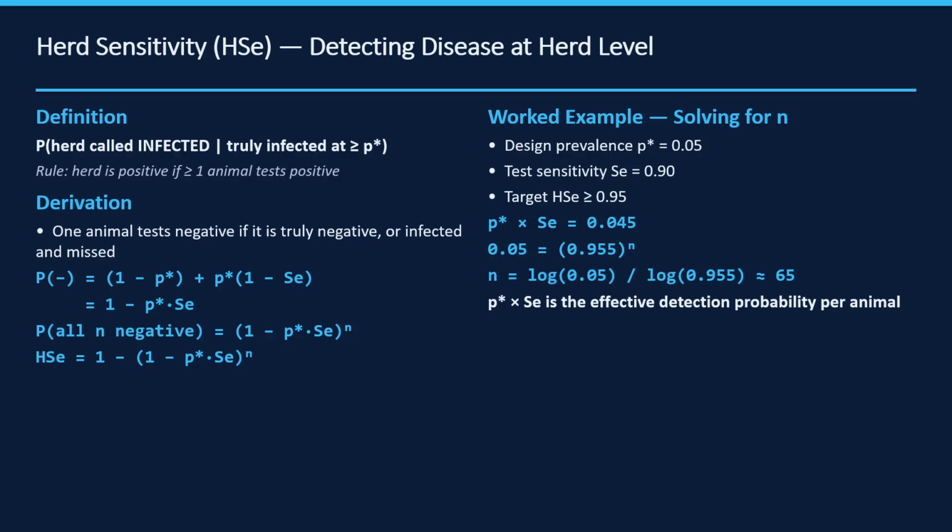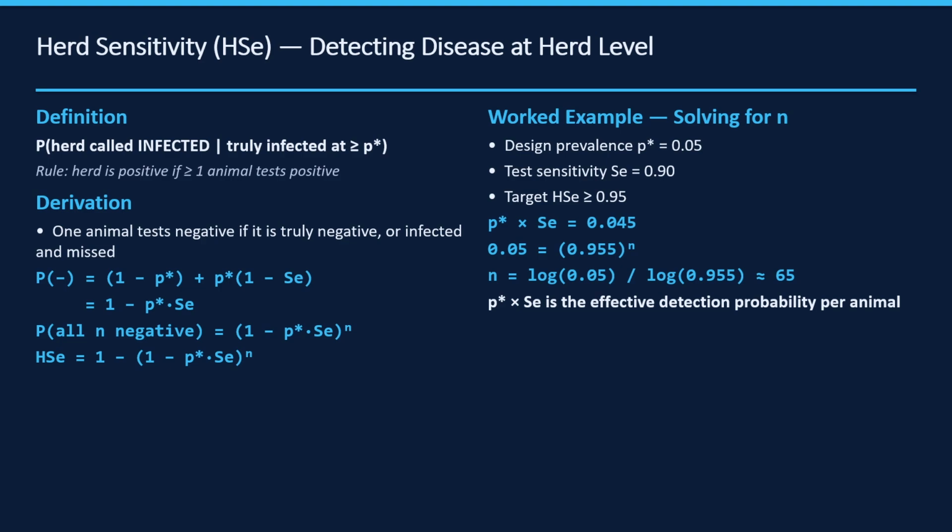Take one animal from an infected herd. It tests negative two ways. It's genuinely uninfected, probability 1 minus P star, or it's infected but the test missed it, P star times 1 minus sensitivity. Add those and it simplifies beautifully to 1 minus P star times sensitivity. That product, P star times sensitivity, is the effective detection probability per animal. Remember it. Now, assuming independence, all n animals test negative with probability 1 minus P star sensitivity raised to the n, and herd sensitivity is 1 minus that.